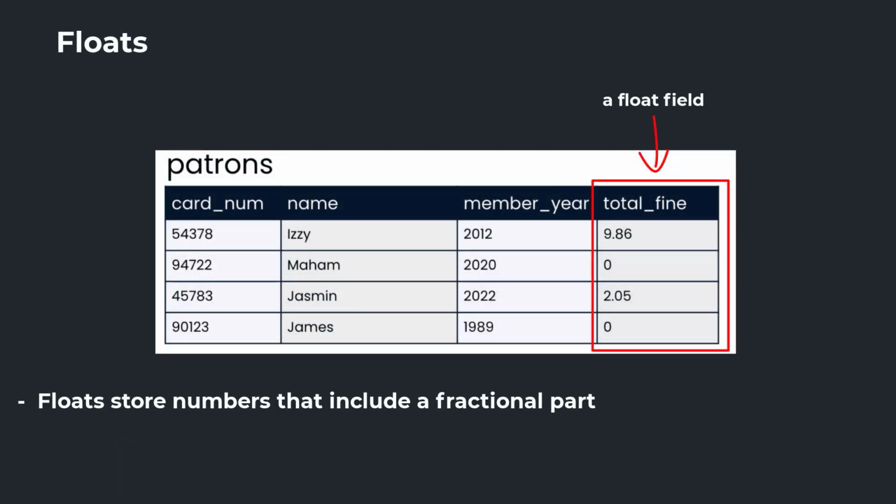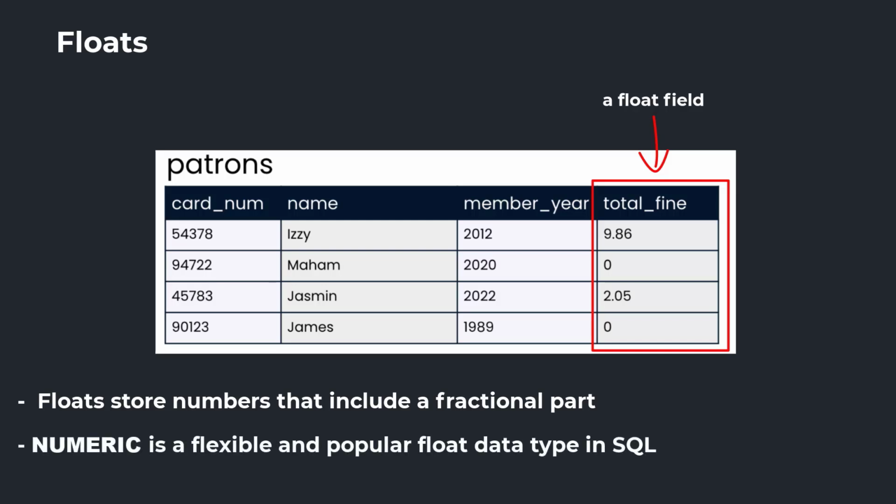Float data types store numbers that include a fractional part, such as the $2.05 that one patron, Yasmin, owes in fines. Just as we might expect, SQL also offers several float data types depending on how many digits the numbers in the field are expected to be. The numeric data type can store floats which have up to 38 digits total, including those before and after the decimal point.